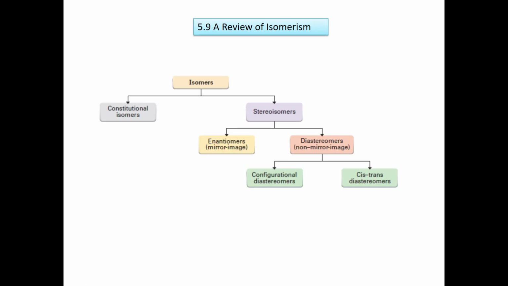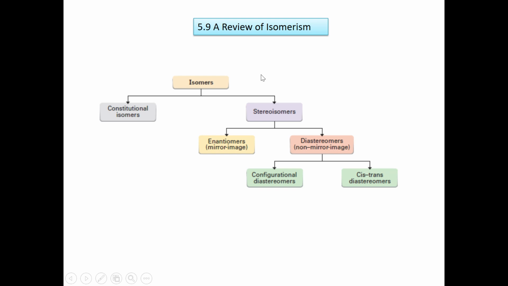Then finally we can do a review of isomerism. Okay, remember that we started with isomers. What do constitutional isomers mean? Constitutional isomers are compounds that have the same molecular formula, but they are constructed differently, the matrix of the bonds is different. For example, we can have ethanol, CH3CH2OH, or we can have dimethyl ether, CH3-O-CH3. Both have the same formula, but the construction is different. These are constitutional isomers.